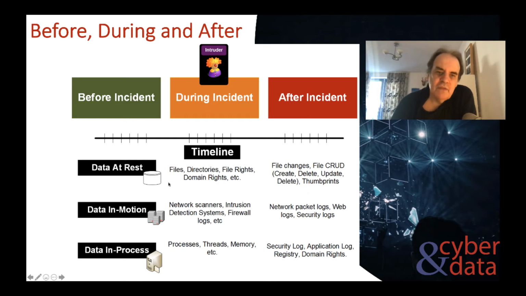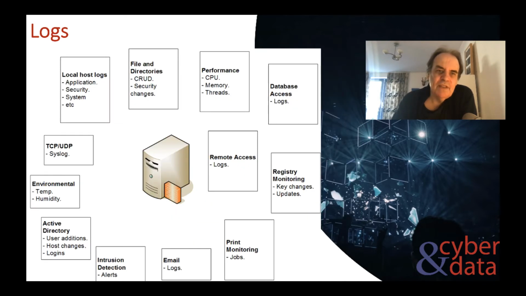And we have logs from across the whole infrastructure. That's from data at rest, such as from files that are changing, such as the create, read, update and delete, thumbprints of the files and so on. And then we might look at data in motion. That's from our network scanners, IDS systems and firewalls. And for that, we look at network packet logs, web logs and so on. And then there's obviously data in process, and that's the data that's running, such as the processes, the threads and memory. And we might look at some of these logs to be able to understand the data in process.